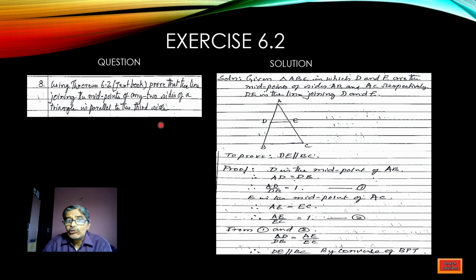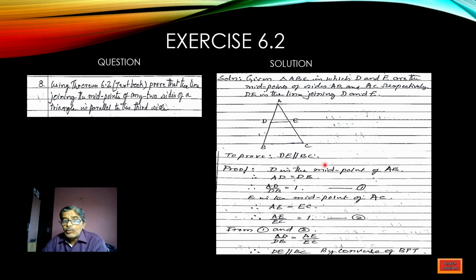So the solution will be, first we will write down what is given. Given is triangle ABC in which D and E are the midpoints of sides AB and AC respectively. DE is the line joining D and E. To prove, DE should be parallel to BC.